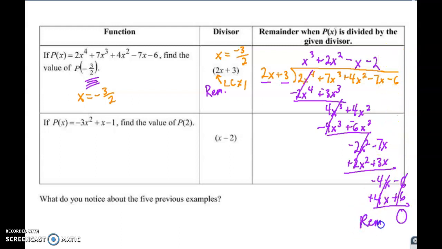Remainder is 0. So what does that mean? It means if you plugged in p of negative 3/2 into this problem, you would have gotten 0. Now, which one's a little bit easier? It's kind of tough to tell.